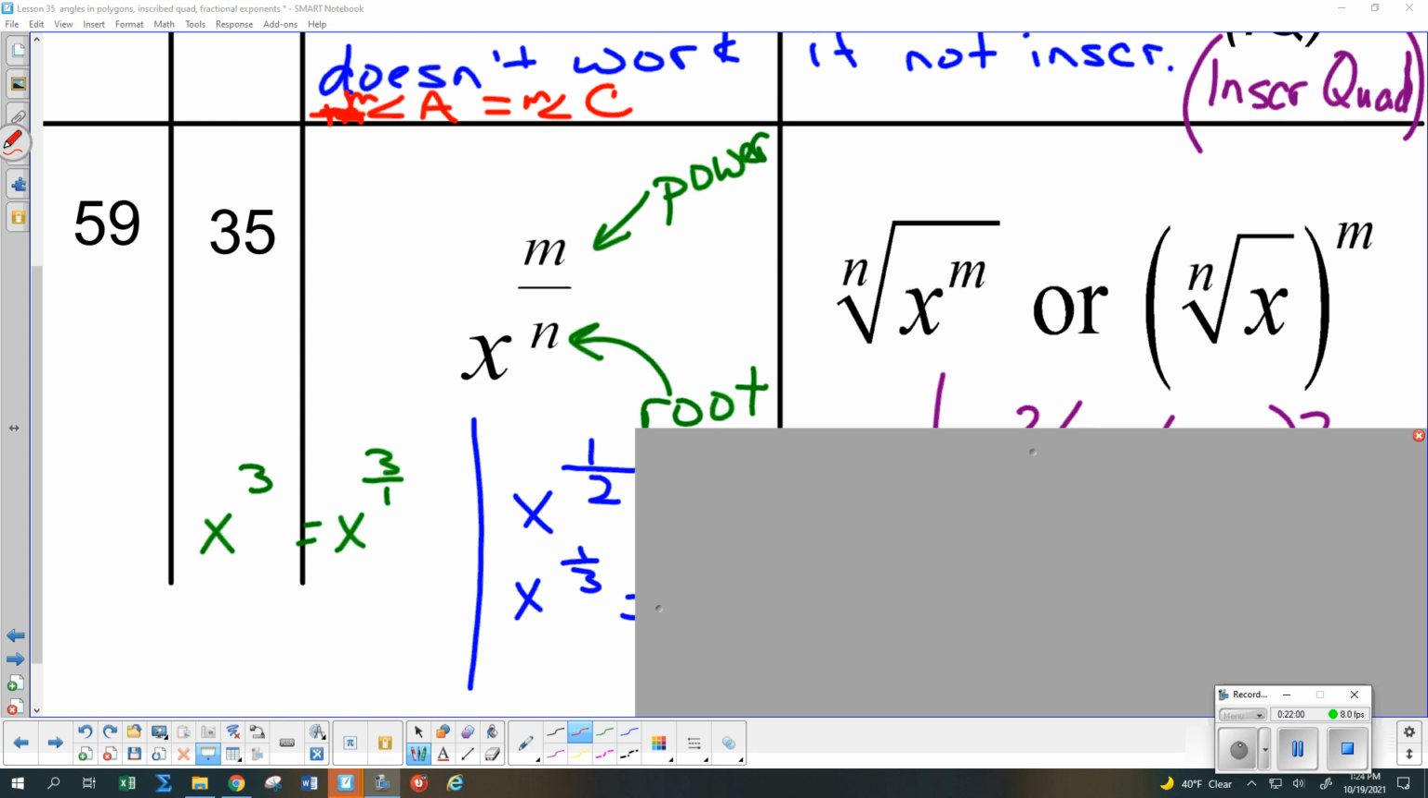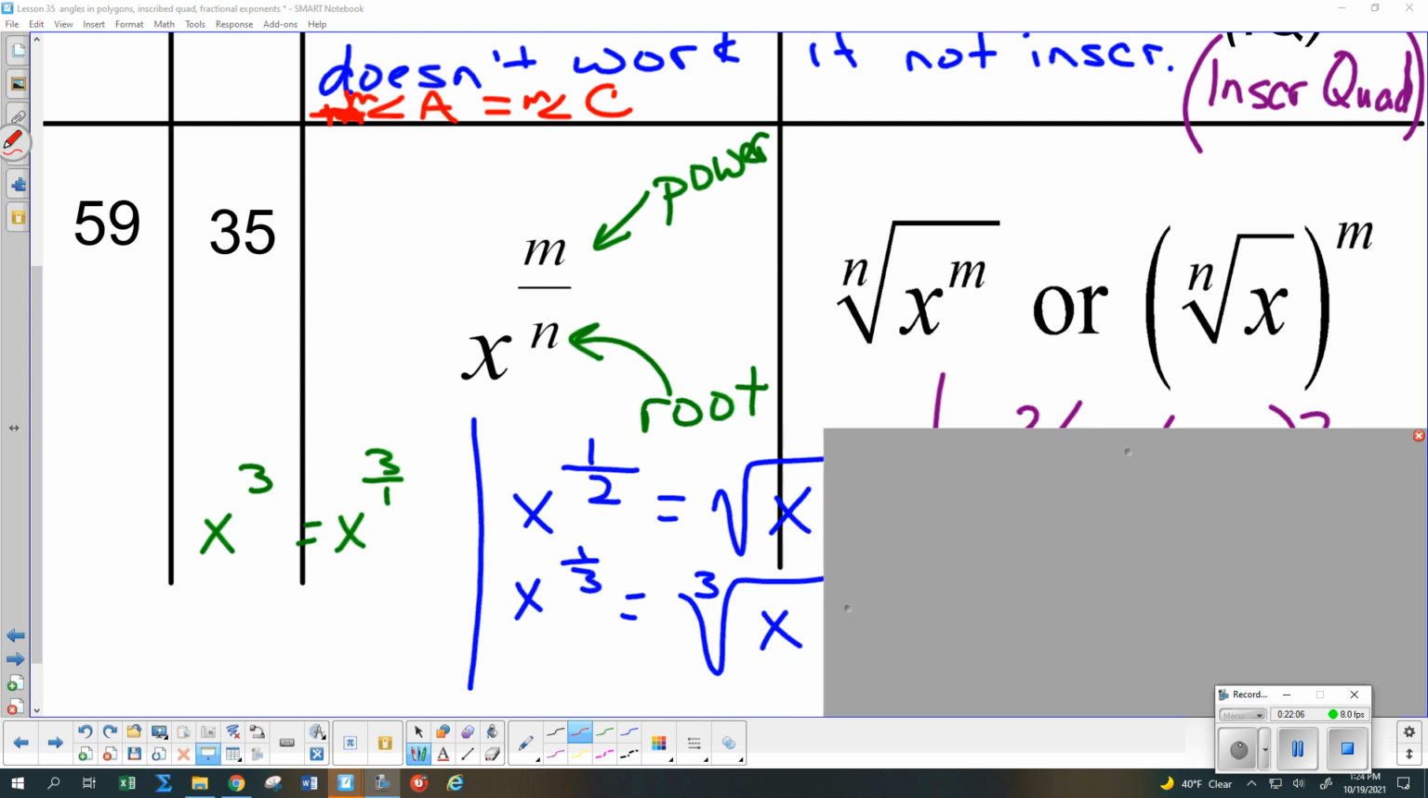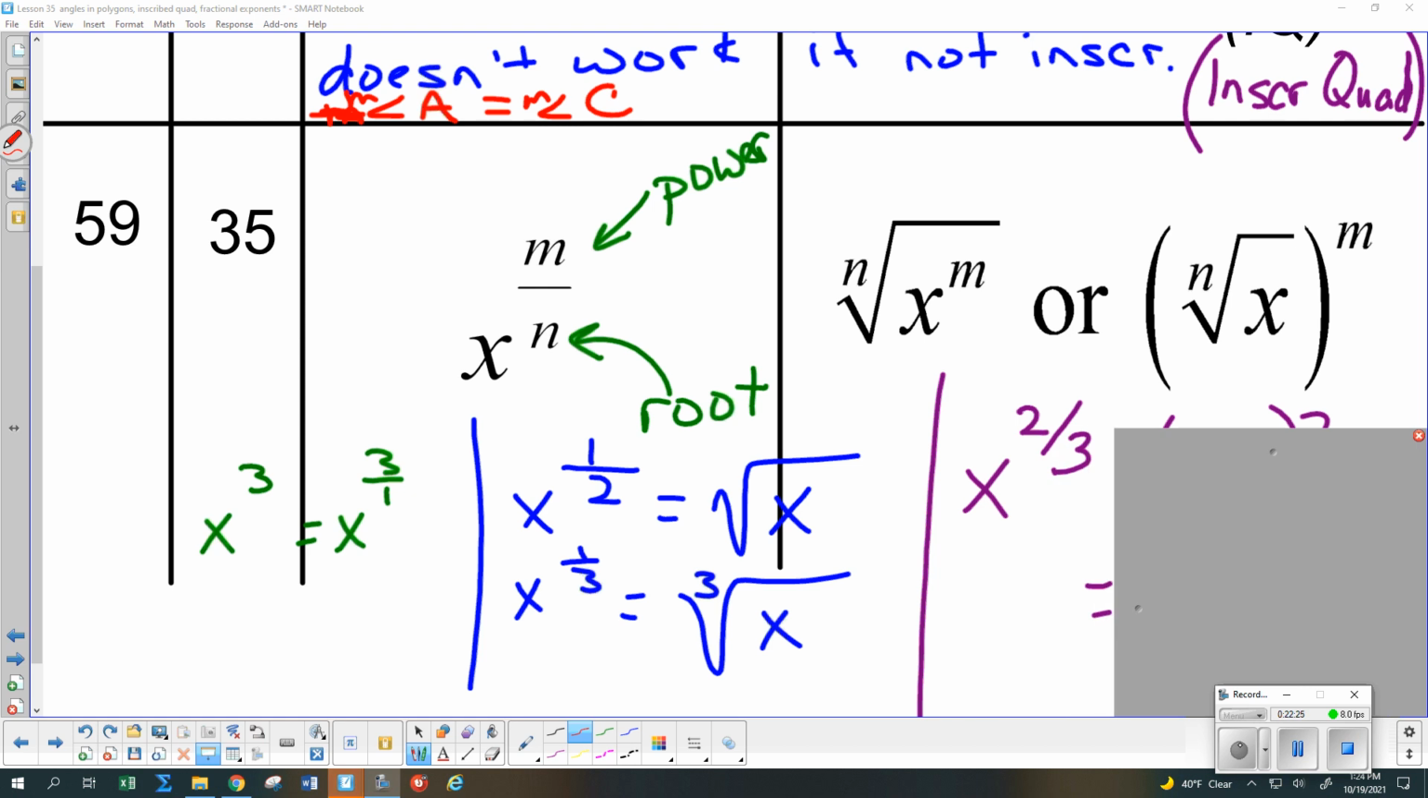If we have a 1 in the numerator, 1 over 2 means the second root, so that means the square root. X to the 1/3 means the cubed root. X to the 1/4 means the fourth root. X to the 1/10 means the 10th root. If we don't have a 1 either place, if we have something like x to the 2/3, that means we need to square it and we need to have the cubed root, and we can do that in either order.